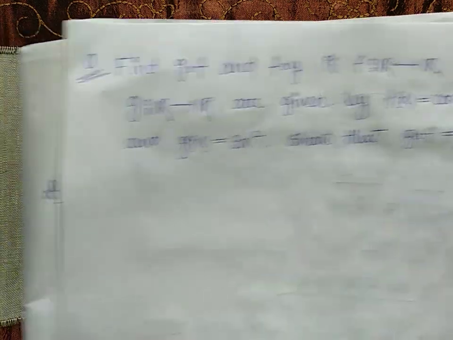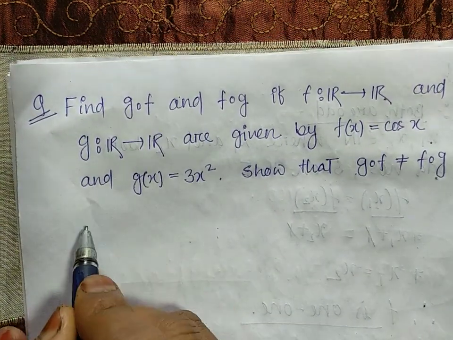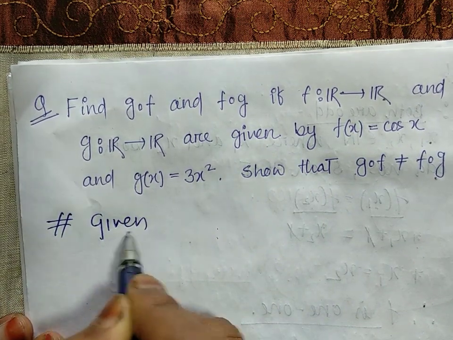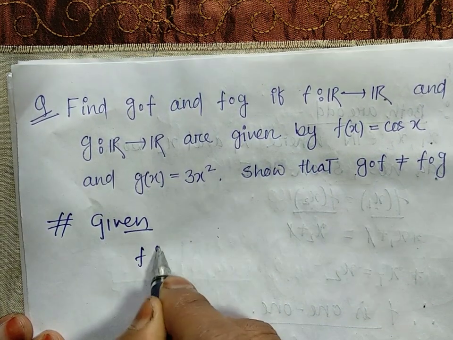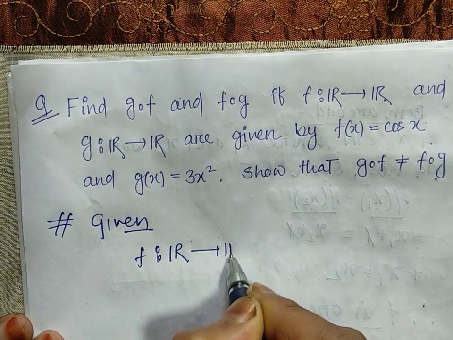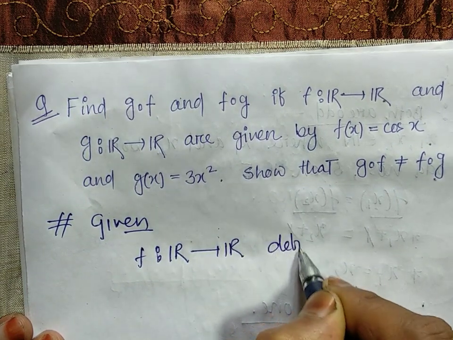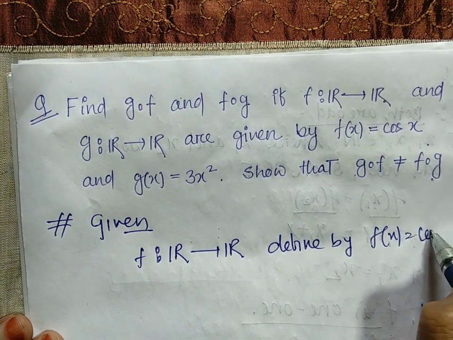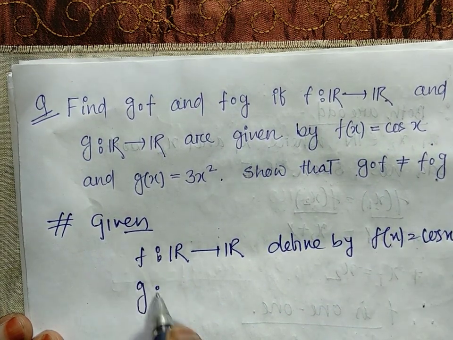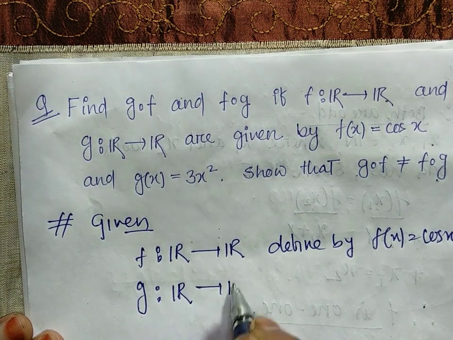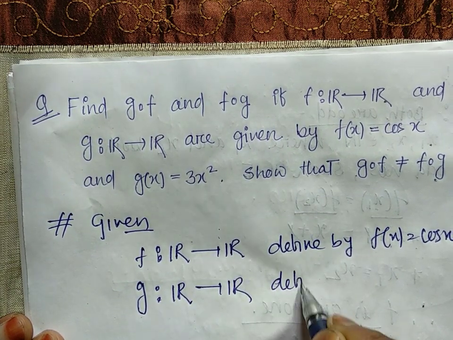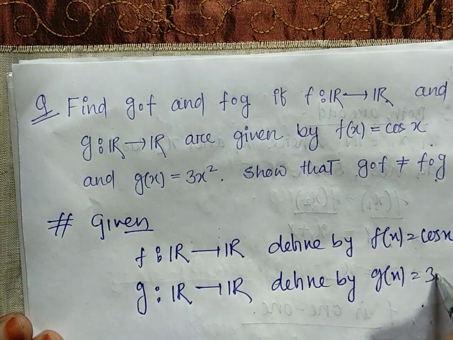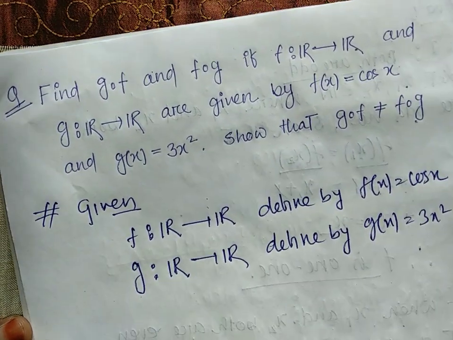Let us try to simplify. So, given, what is given there? F is a function from real numbers to real numbers defined by f of x equal to cos x. And g is a function again from real numbers to real numbers defined by g of x equal to 3x squared.